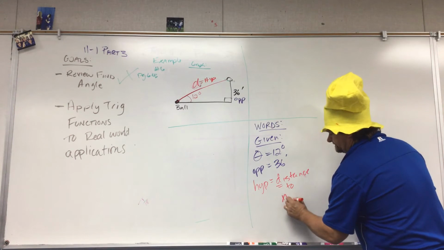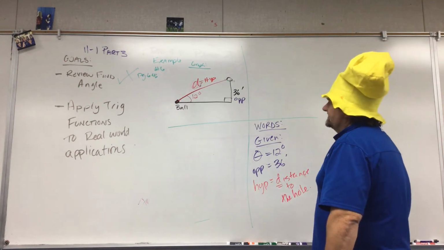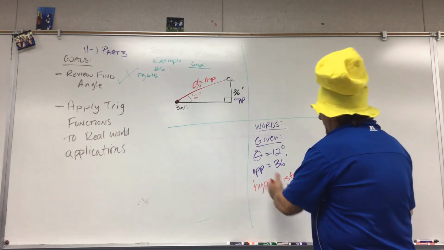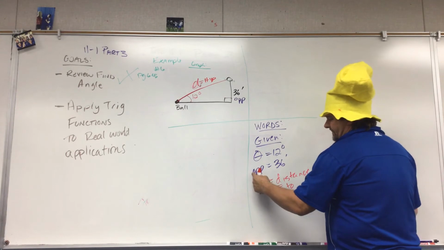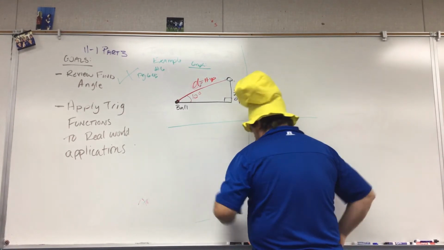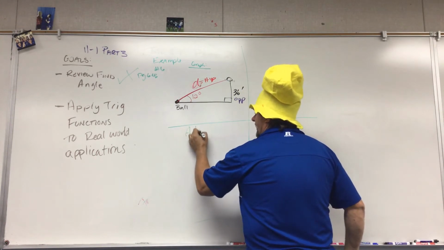To the hole. All right, so if we look at the distance to the hole, now we've got all the pieces that we need. We have a relationship of opposite over hypotenuse. So we are given the green light to go to algebra.